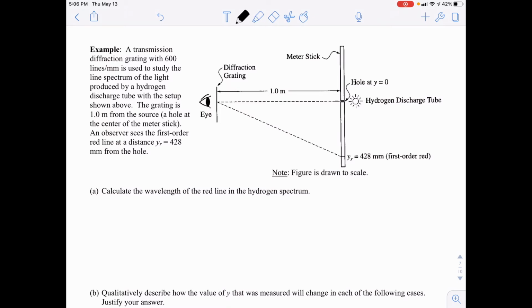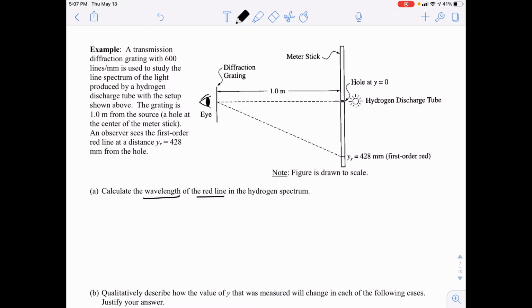In this example, a transmission diffraction grating with 600 lines per millimeter is used to study the line spectrum of light produced by a hydrogen discharge tube with the setup shown. The grating is 1 meter from the source, a hole at the center of a meter stick, and the observer sees the first order red line at a distance of y sub r equals 428 millimeters. What's the wavelength of the red light? Let's start that.